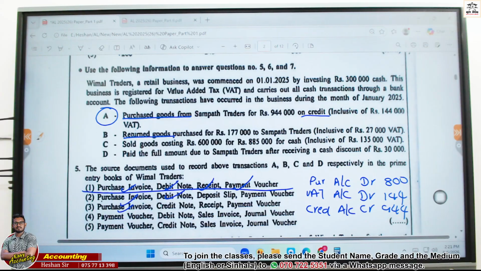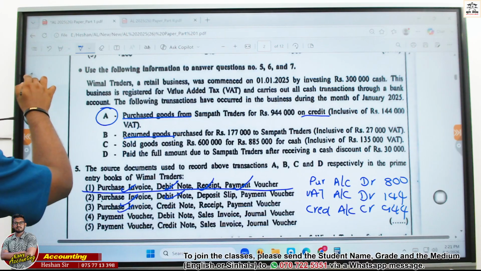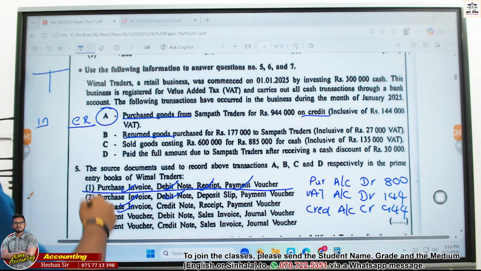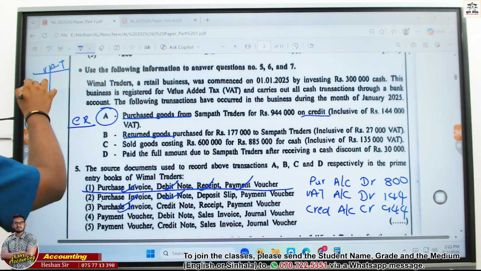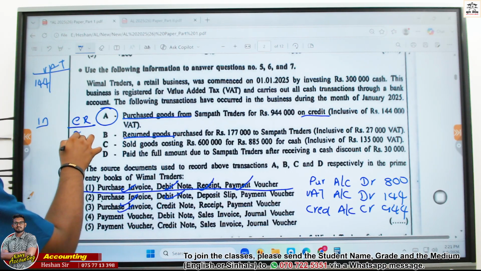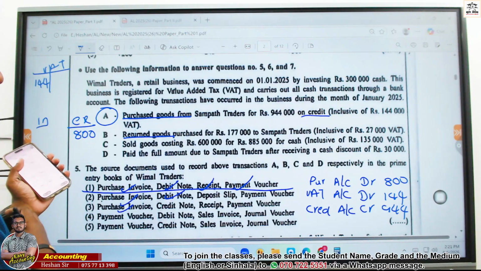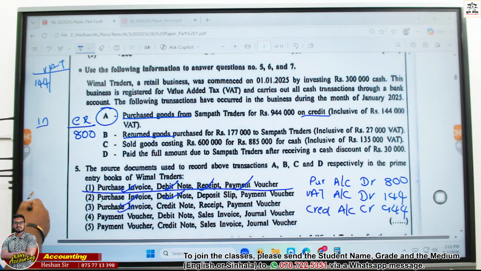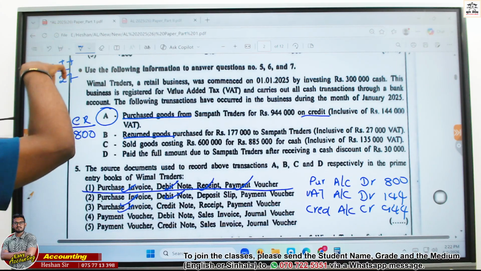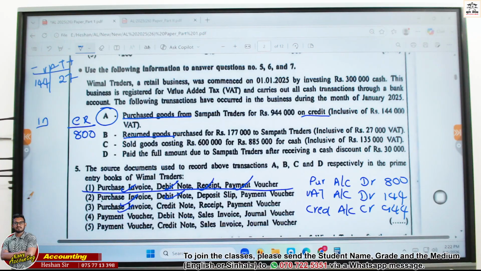First one is what? Purchases we know 800. Purchases is 800. Now I'll draw VAT control account, and I'll take income and expense separately. So VAT control account: purchases 144, purchases is expense 800. Return goods purchase 177. Now when we return the goods, VAT control credit. Why? When we purchase, VAT liability decreases. When it is returned, we need to remove that decrease. That's why we credit it, right?